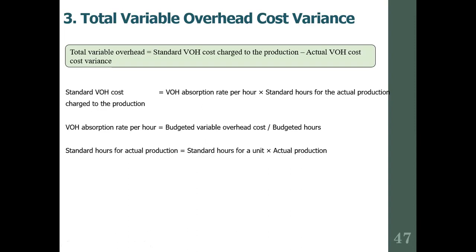And here it shows how you are to calculate the variable overhead absorption rate. It is simply the budgeted variable overhead cost divided by the budgeted hours. So it's about the absorption rate. You are used to this since the discussion on absorption costing. When it comes to the computation of the absorption rate, we always use the budgeted cost divided by the budgeted allocation base. So here most of the time we are taking the hours, labor hours.